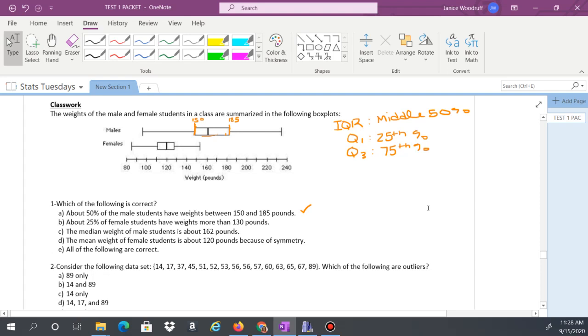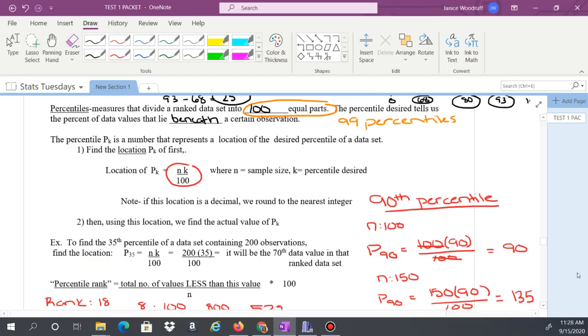Okay, so that one is correct. So the next one, 25% of the female students weigh more than 135 pounds, or 130 pounds, sorry. So let's look for 130. Okay, that's right here.